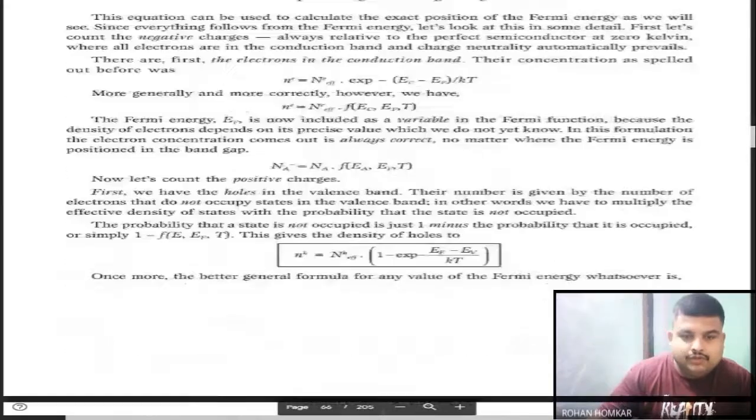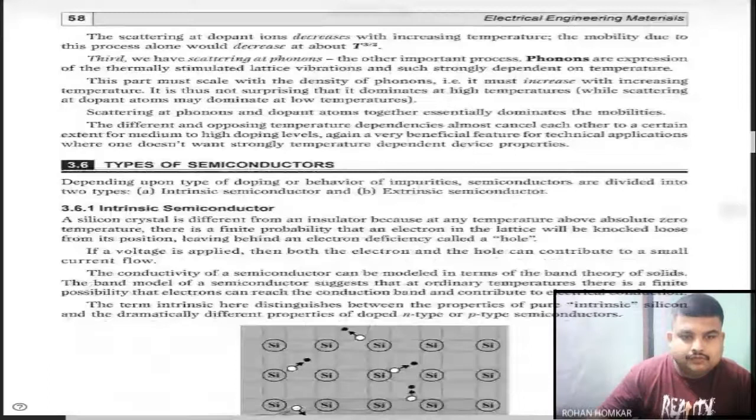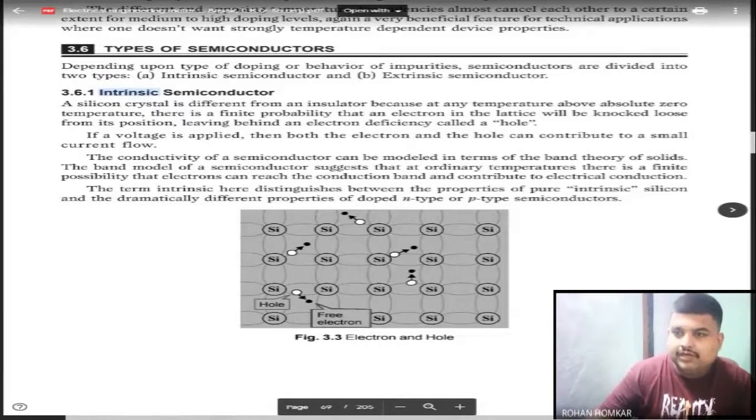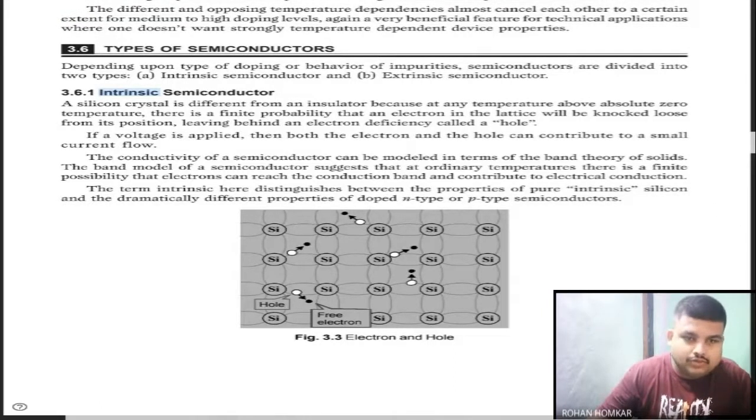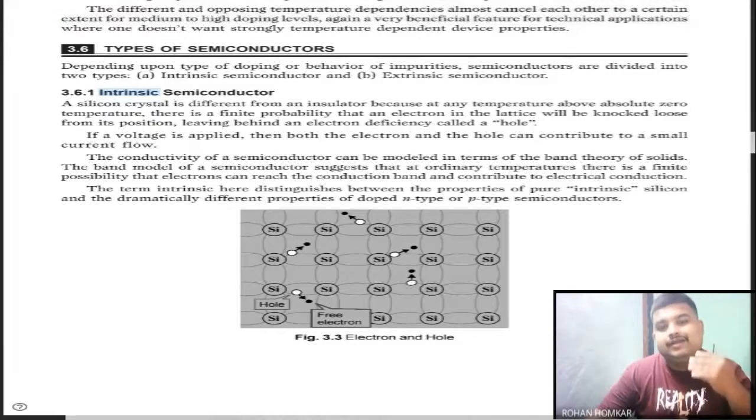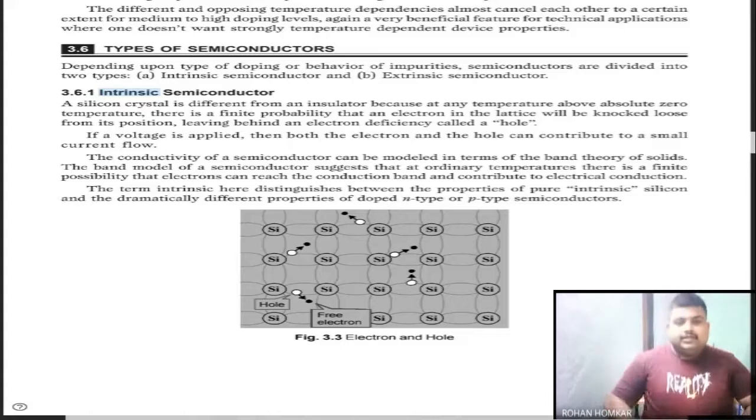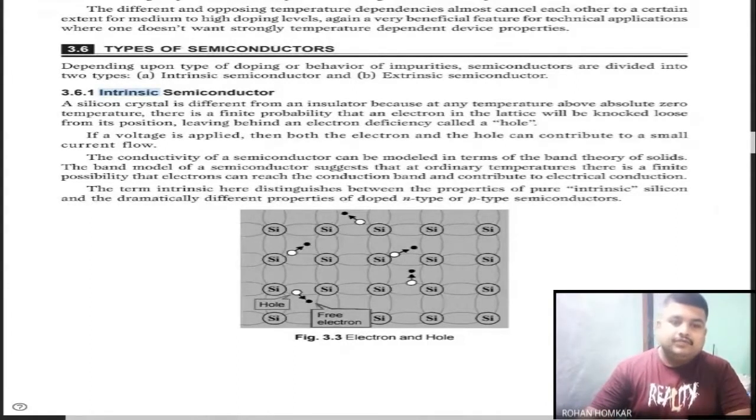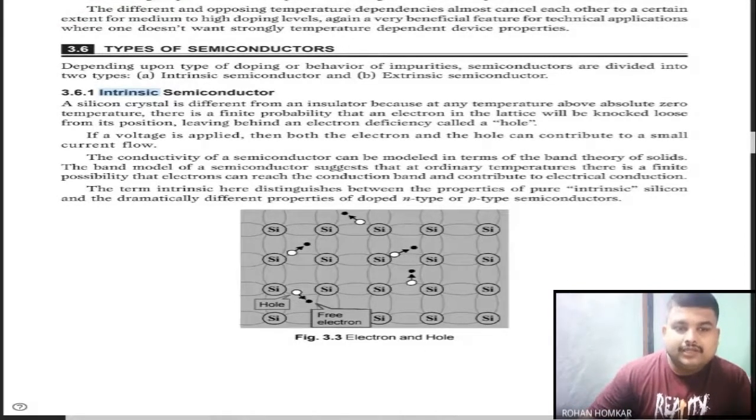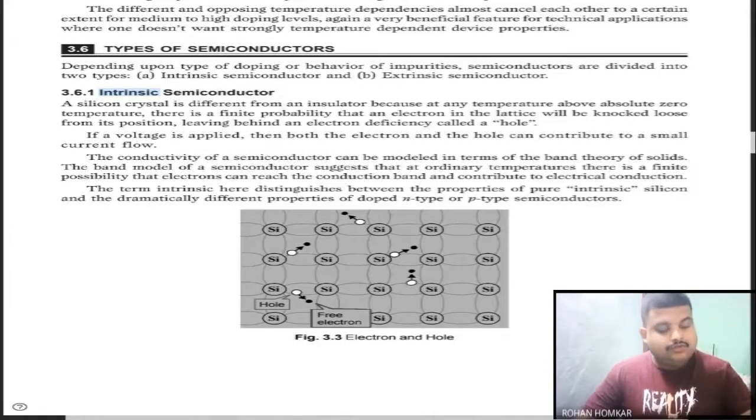And now we are going to see the electron and hole structure. So this is what I was talking about, intrinsic semiconductor. An intrinsic semiconductor is like a silicon crystal, in a different form of an insulator, because at temperature about absolute zero, there is a finite probability that electrons in this particular structure will be loosened from their position and it may create a hole, or we can say an electron deficiency. Now if we apply voltage across this material, then electrons and holes can again try to contribute to the flow of current.